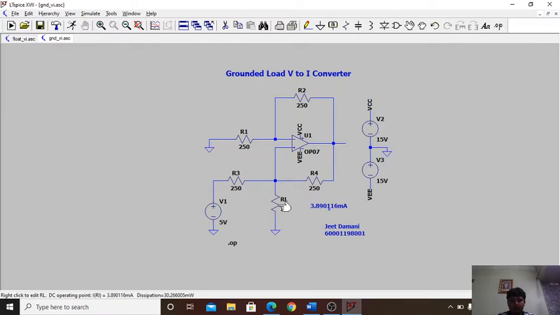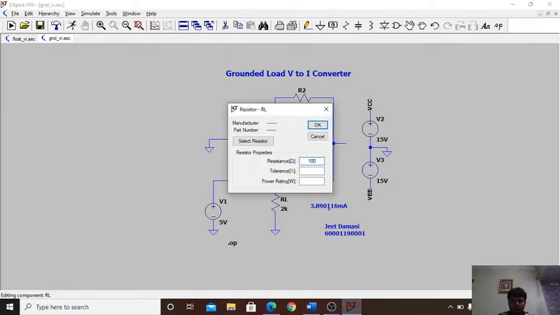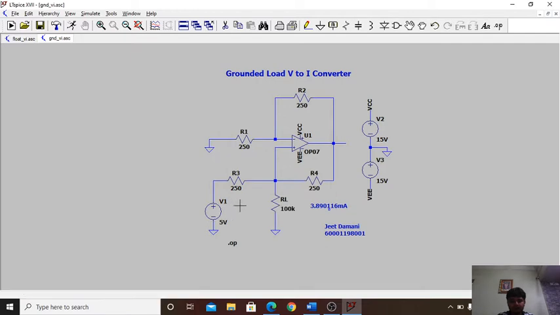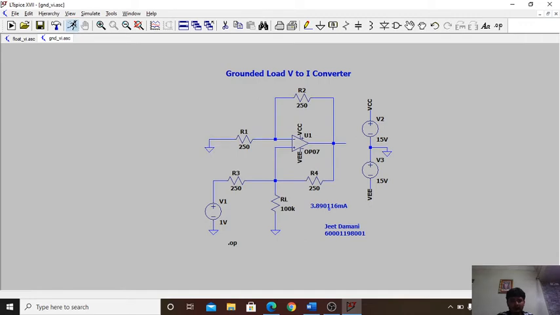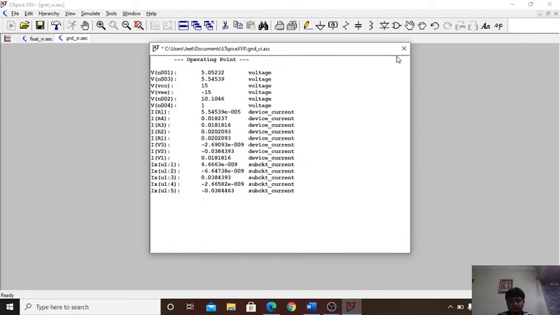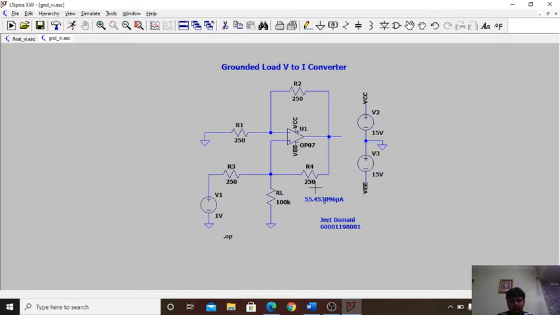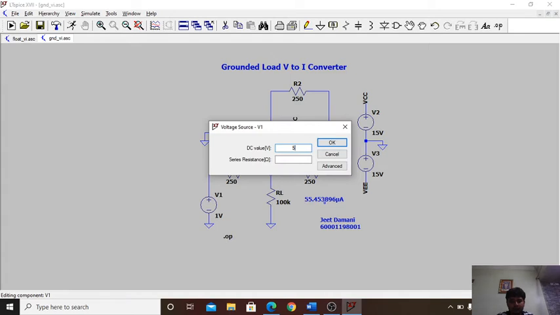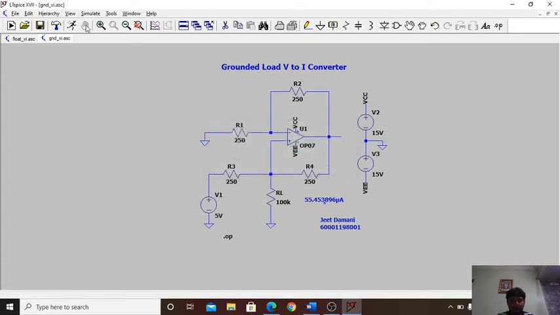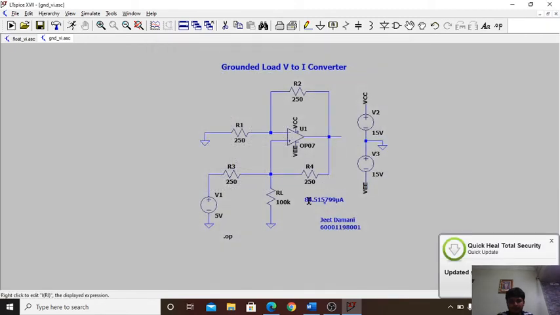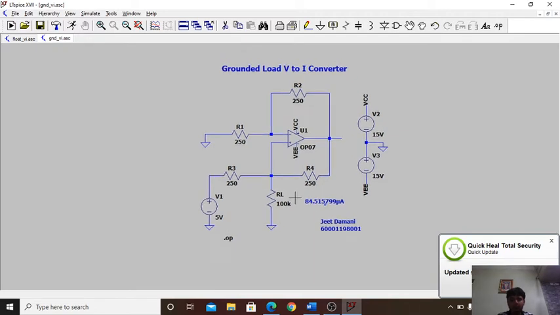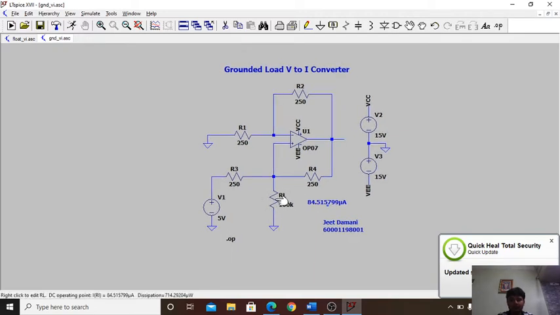Now I will increase the load resistance from 2 to 100 kilo ohms and make this 1 volt. So as you can see, the load current has decreased to 55 microamps. Similarly, I will change this and check for 5 volts. It is 84.515 microamps. So as you can see, the load current is decreasing with the increase in load resistance RL.